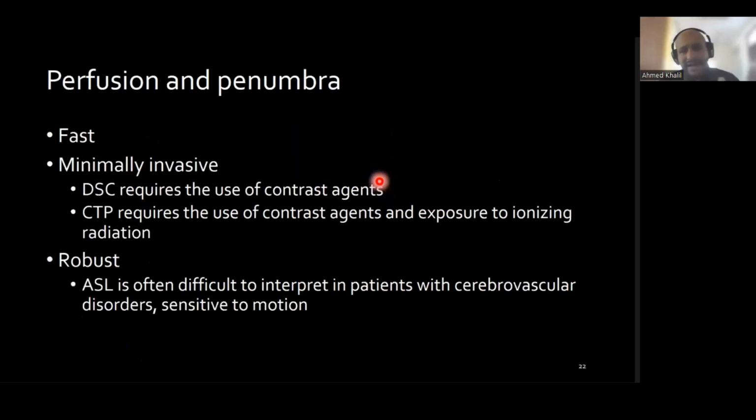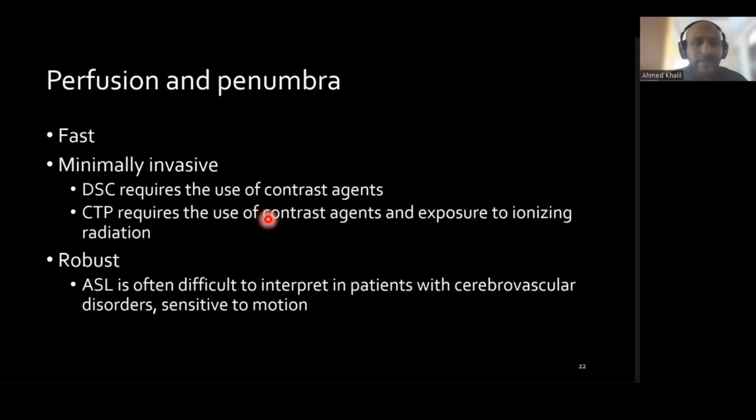And then just to go back, when we talk about perfusion and penumbra, we just need to think about those criteria that we set ourselves from the beginning for any kind of imaging technique that we want to apply to stroke patients. So remember, it has to be fast. I think most of the perfusion imaging tools based on MRI that we have at the moment are relatively fast. It also has to be minimally invasive, and that's when things start to get a little bit complicated.